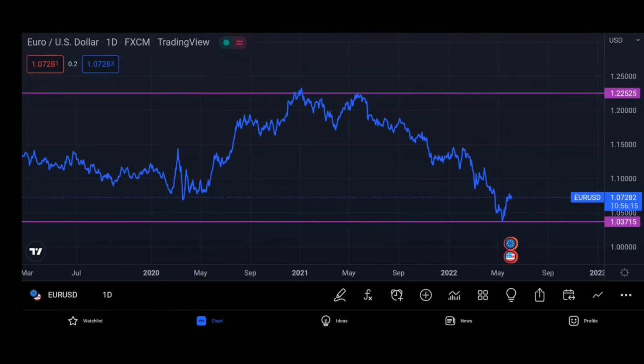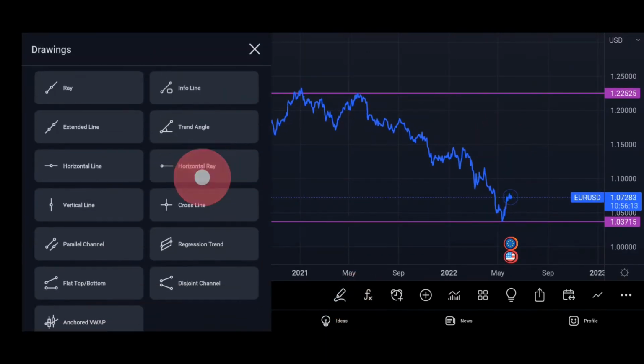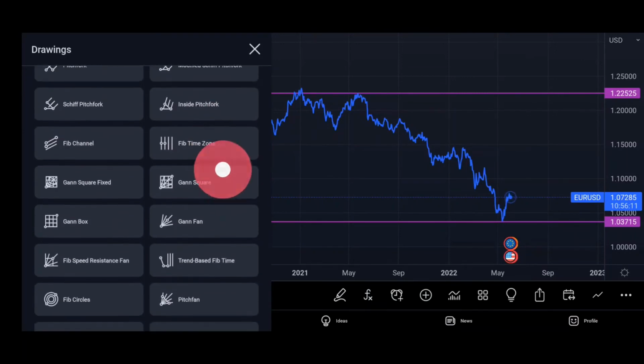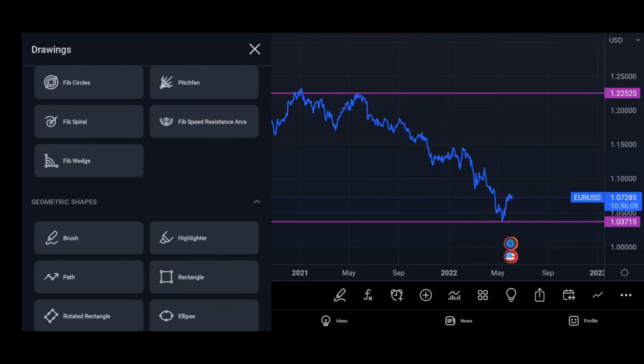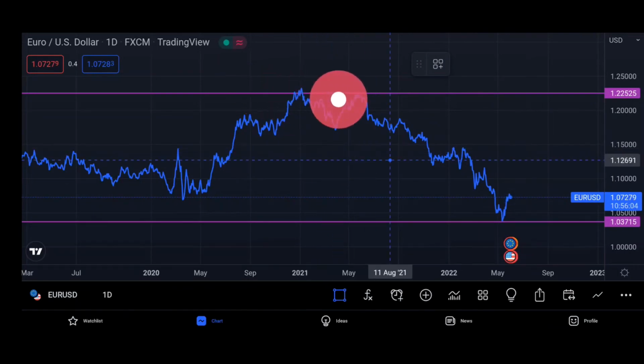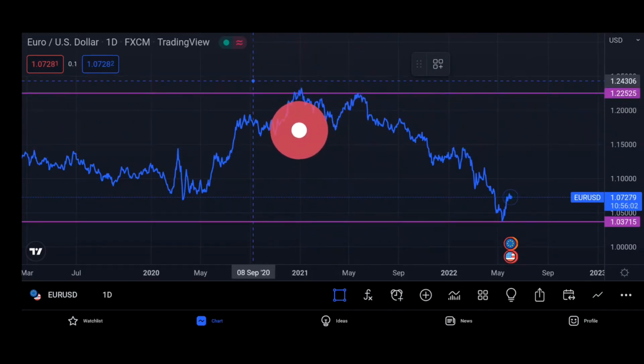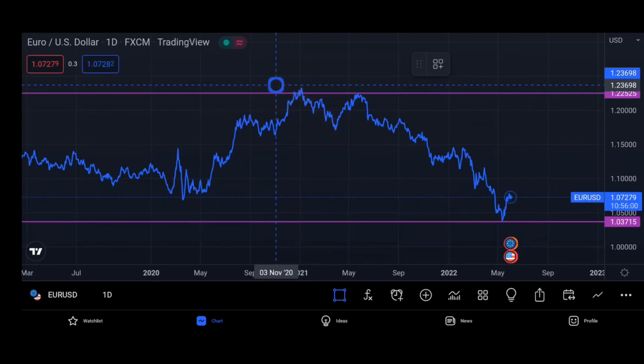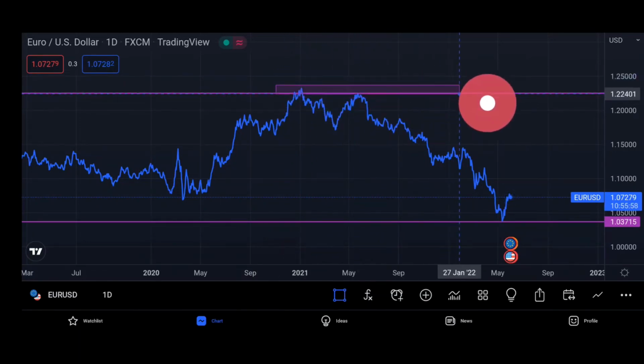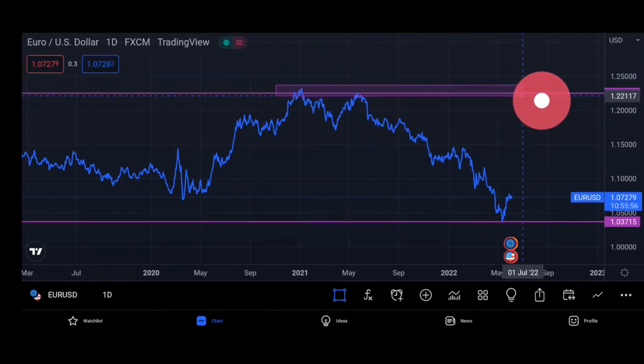As you can see, it's a major resistance level. It's a very major resistance level because no price has broken from there. Price has failed to break from here. This is a major resistance level, as you can see.